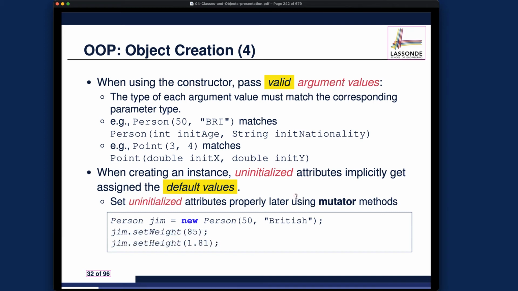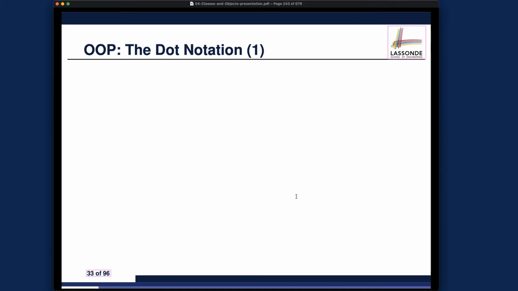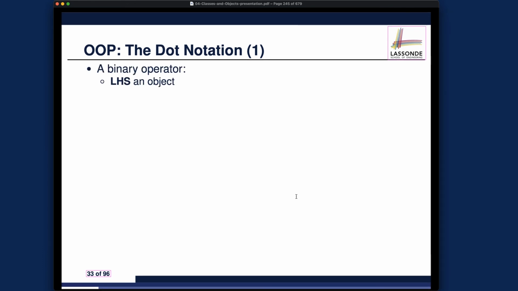All right, and now let's talk about the dot notation. For this week, I will only talk about the simple usage of the dot notation. You can use dot notation for different purposes. Number one is as a binary operator. The left-hand side is going to be some object expression, and the right-hand side is going to be some attribute or a method. This is the simple usage we're going to focus on this week.